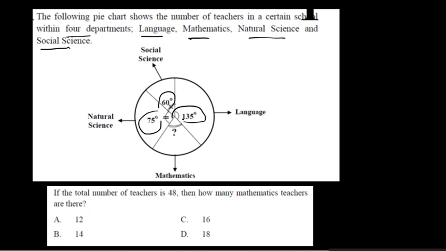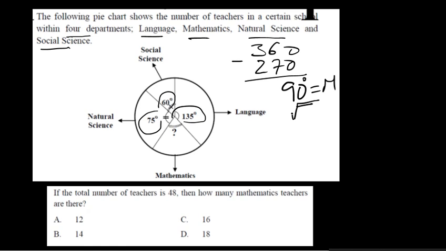We can add them. When you add these 3, you'll get 270. Then you need to subtract from 360 because the total is 360. When you subtract, you'll get 90 degrees. This is for the mathematics department. 90 degrees means just 1/4 of the total. Now, if the total number of teachers is 48, how many mathematics teachers are there?